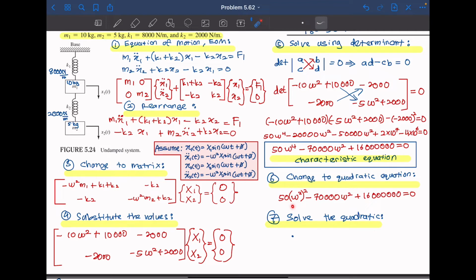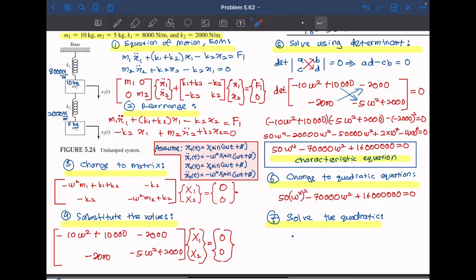I just factor out the 2 so that you can get it in terms of ax squared plus bx plus c equals 0. So you know that your a now is 50, your b now is negative 70,000, and your c now is 16 million. That's why we change it to a quadratic equation.